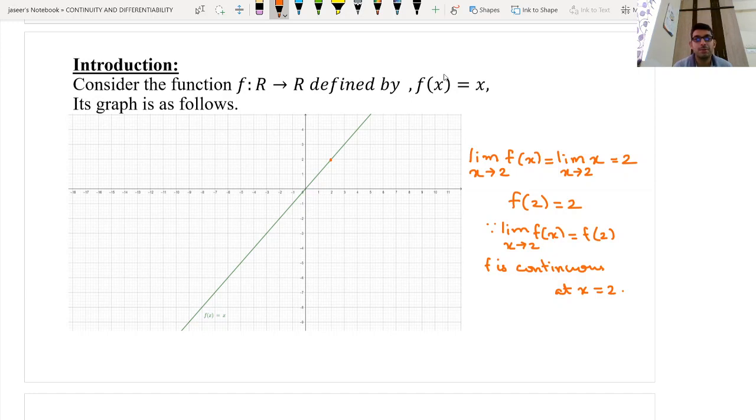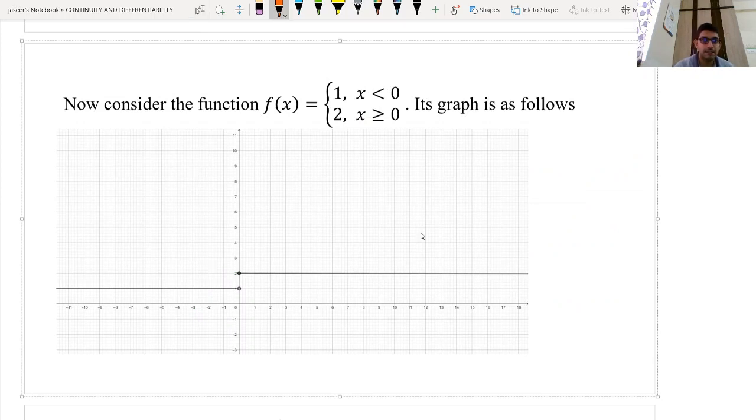So here f(2) is one particular point I took, that is (2, 2). Since the limit as x tends to 2 of f(x) equals f(2), you can say that this function is continuous at x equals 2. If you take any point, in a similar way we can prove that it is continuous on the entire real line. So it is continuous throughout its domain.